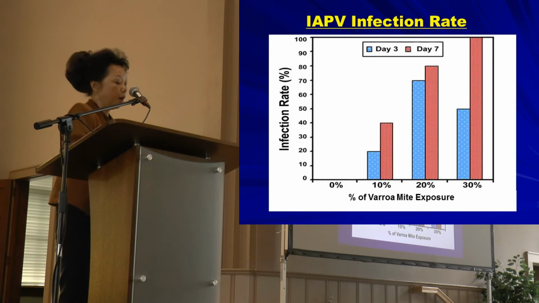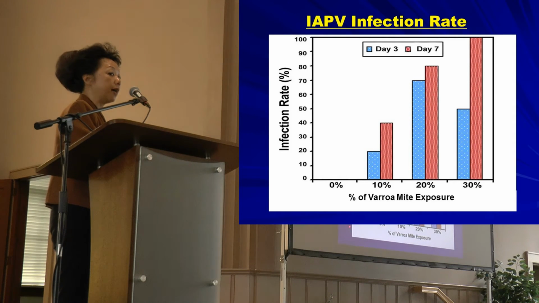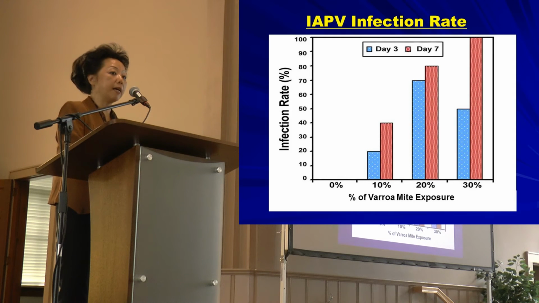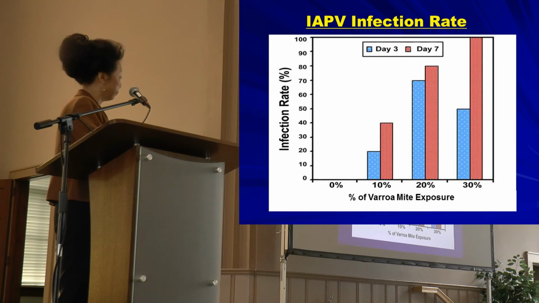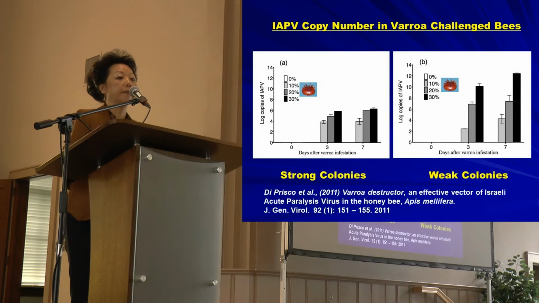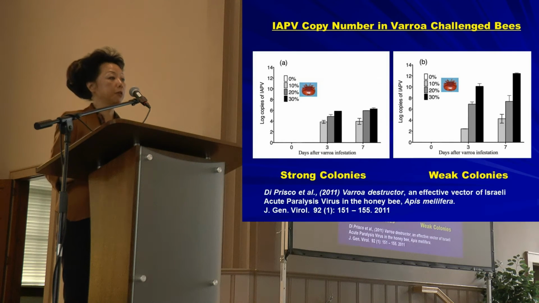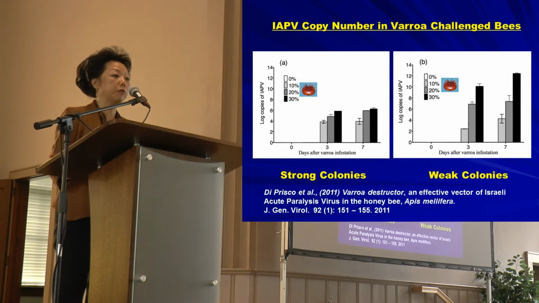The result showed that while the subgroup of honeybees not exposed to Varroa mites tested negative for IAPV, there was a positive correlation between the number of honeybees that became IAPV positive and the percentage of Varroa mites introduced to the colony. The titer of IAPV in infected bees was also positively correlated with the density of Varroa mites introduced and the period of Varroa mite feeding. The higher the density of Varroa mites introduced, and the longer the period of feeding, the higher the copy number of IAPV detected in the infected bee.